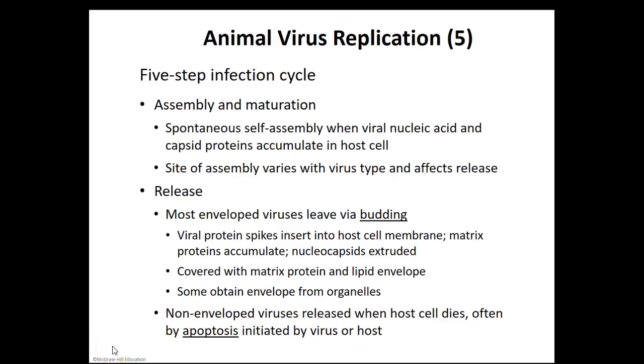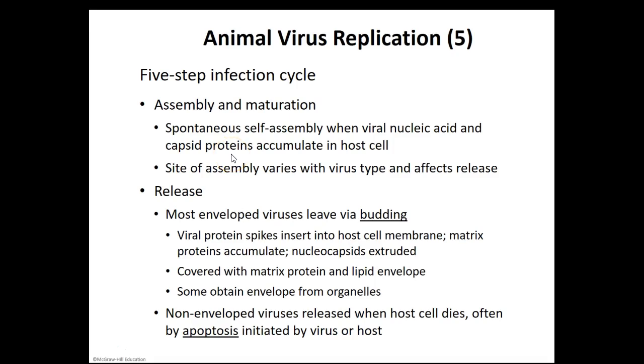In this video, we'll go ahead and quickly finish out the last of the two steps in animal virus replication. After you have your synthesis step, you'll have assembly and maturation. In assembly, the subunits or the components of the new virions that were produced during synthesis come together and assemble. In many cases, this is a self-assembly process. In other words, there's no enzymatic function or activity associated with it.